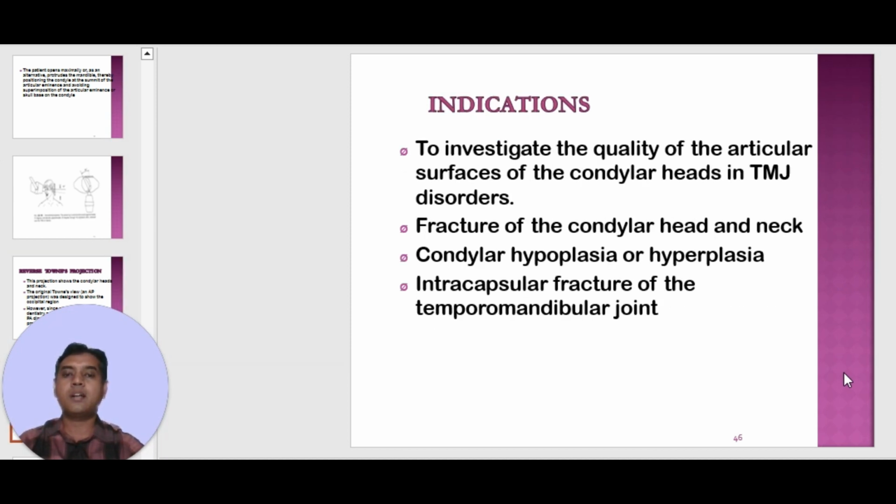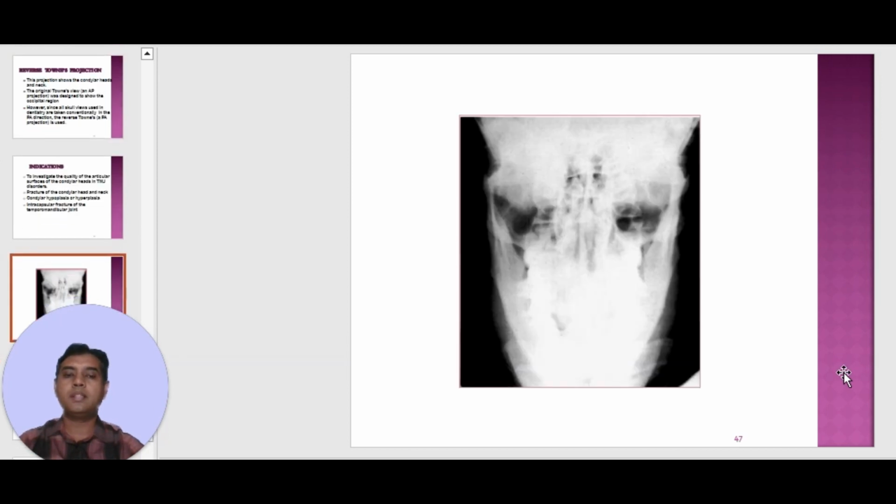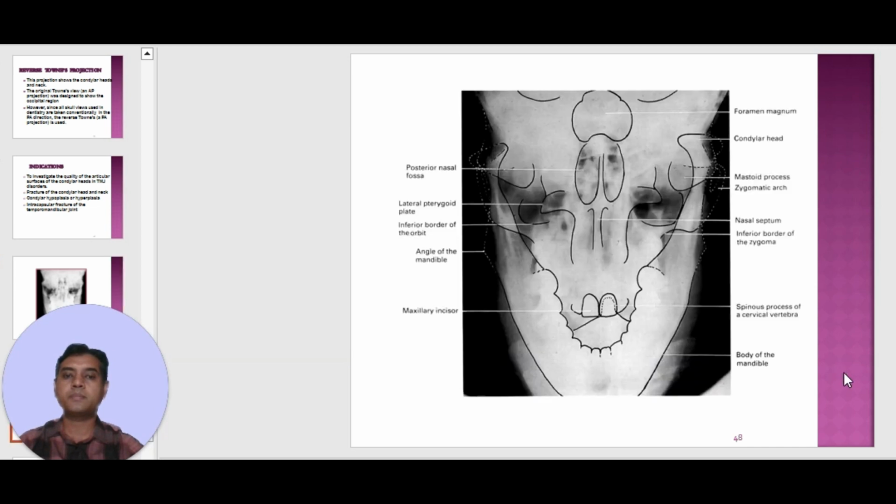Various indications are to investigate the quality of the articular surface of the condylar heads in TMJ disorder, to assess fracture of the condylar head and neck, condylar hyperplasia and hypoplasia, and intracapsular fracture of the temporomandibular joint. This is the resultant image and various structures seen.